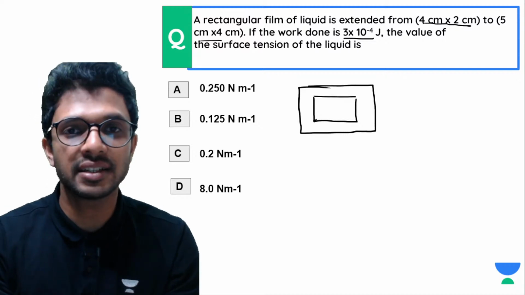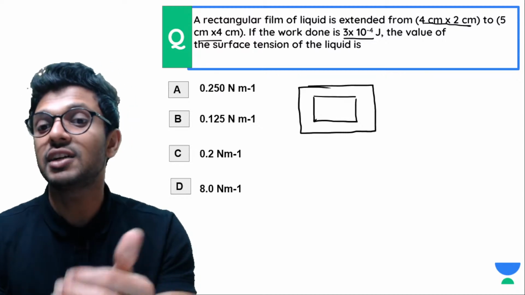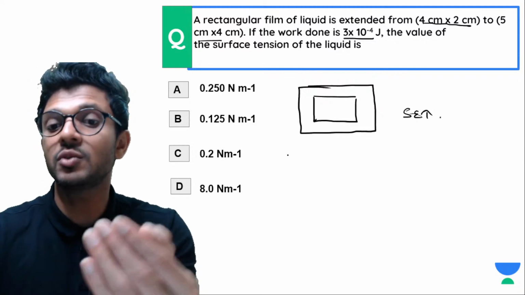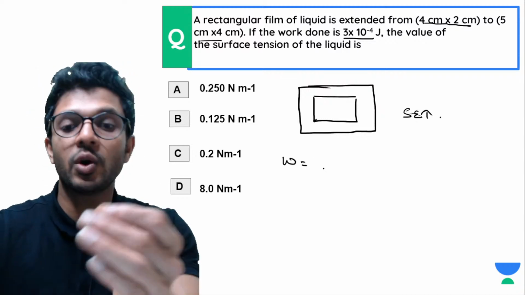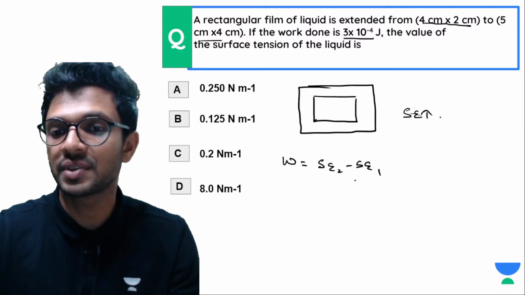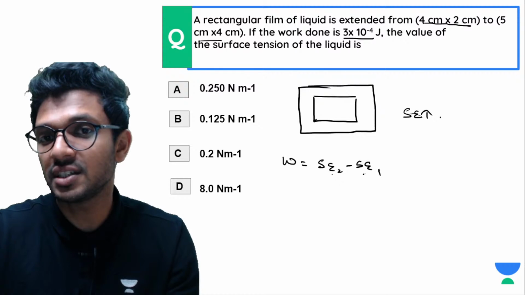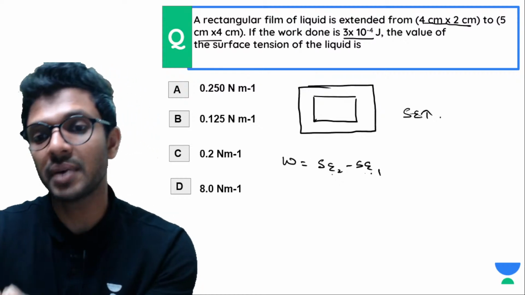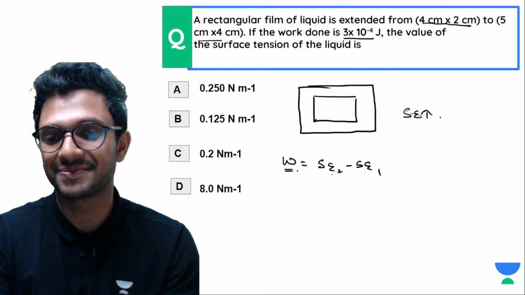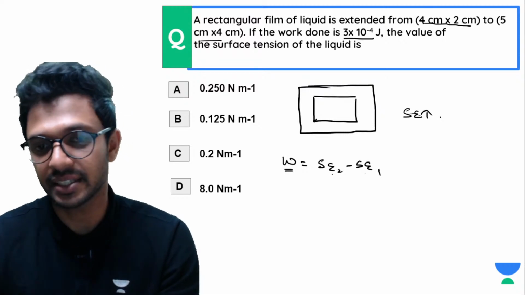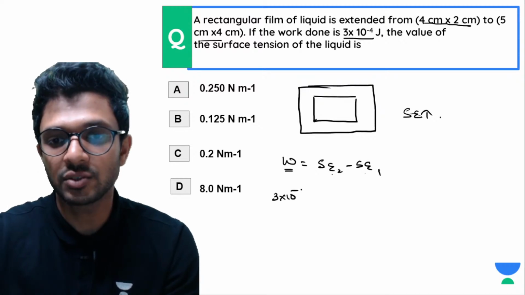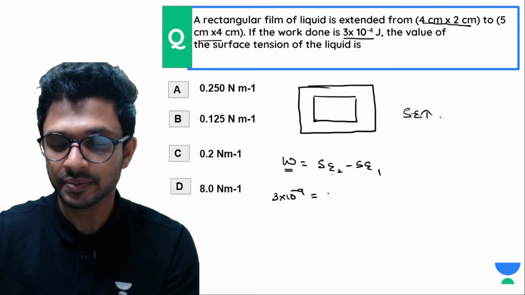Surface area has increased. Along with surface area, surface energy will also increase. So whatever work we do is used for what purpose? For increasing the surface energy. So increased surface energy, matlab final surface energy minus initial surface energy will be equal to the work you do. Simple, isn't it? Work we do is given by the value of 3 into 10 power minus 4, given in the question.